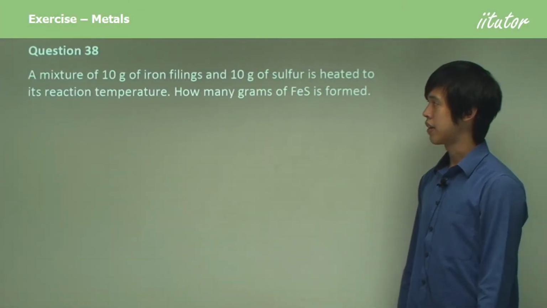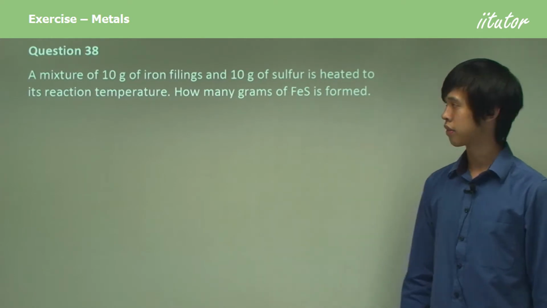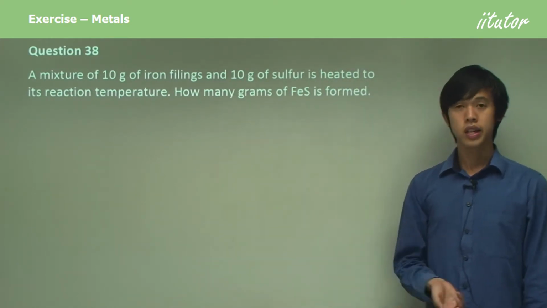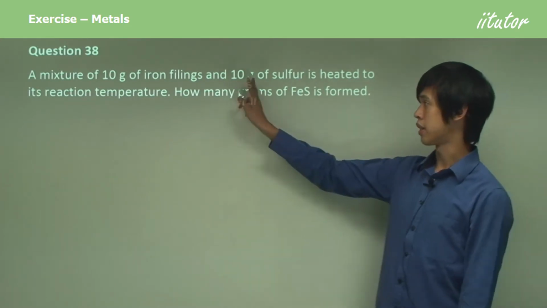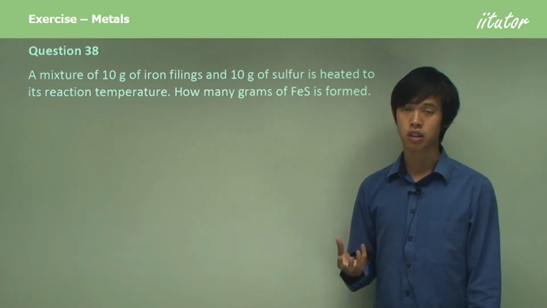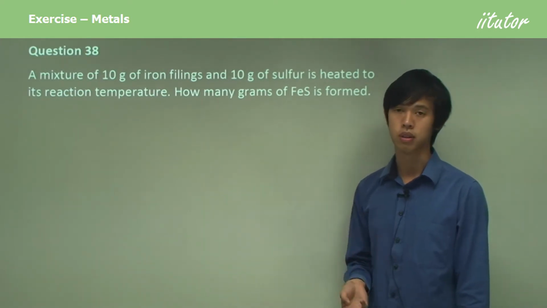A mixture of 10 grams of iron filings and 10 grams of sulfur is heated to its reaction temperature. How many grams of FeS is formed? There's a lot of data here, and in this case there are two pieces of data, 10 grams of each. So now we've got to work with a new concept, or a different kind of concept. But first, we just approach it the same way as we always do.